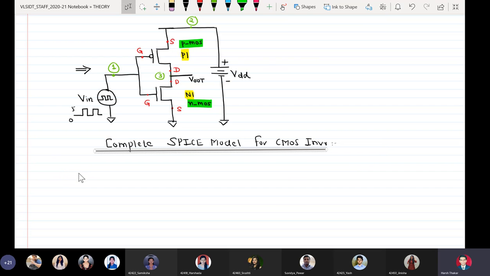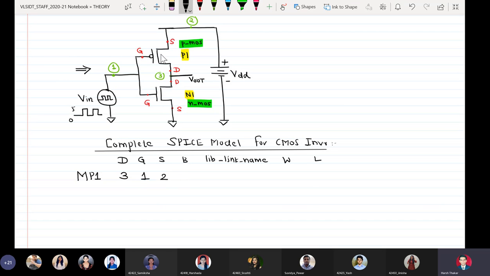So we will define the PMOS first. Alphabet M, P1, MOSFET P1, drain, gate, source, body. So drain of P1 connected to node 3. If you want, we will write it. Drain, gate, source, body, library link name, W and L. So the drain of P1 at node number 3, gate at node number 1, source is connected to node number 2, and body.